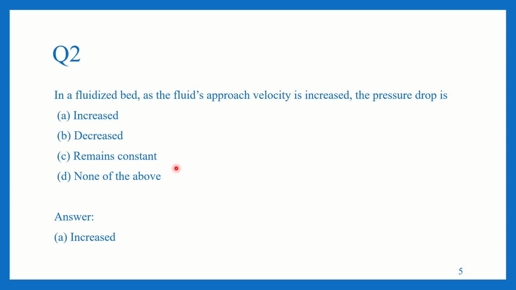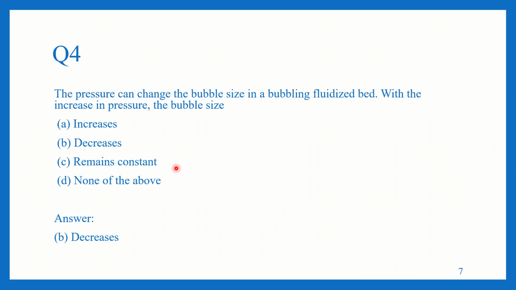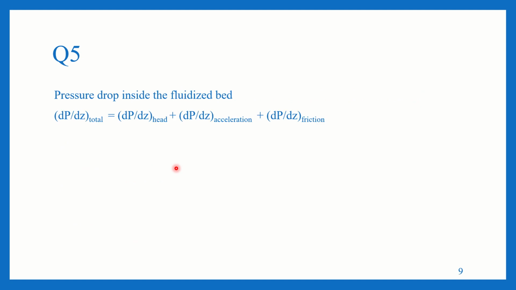Before the particulate regime, we know that with increase in the fluid velocity, the pressure inside the bed increases, but once after fluidization, it remains constant. The pressure drop in the riser may be calculated by using Bernoulli's equation, and bubble size decreases with increase in pressure drop, and pressure drop may be due to friction and head and acceleration of the solids and the gas.